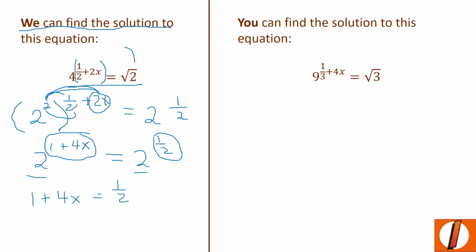Start by subtracting 1 from both sides, and you get 4x is equal to 1/2 minus 1 is negative 1/2. And then you divide by 4, which is the same thing as multiplying times 1/4. And so you would get x equals negative 1/8.